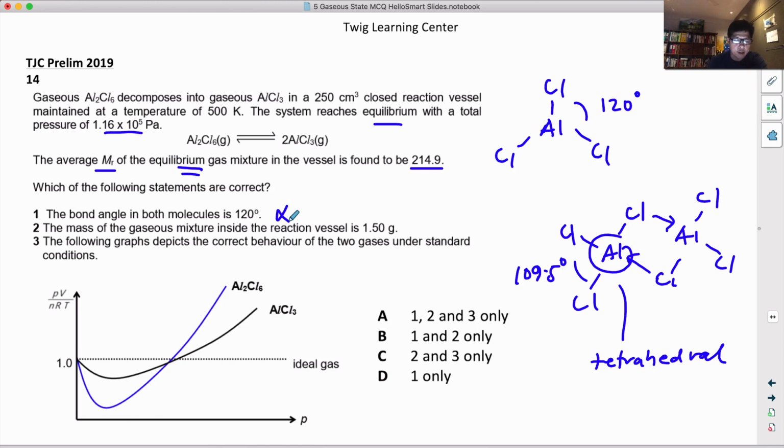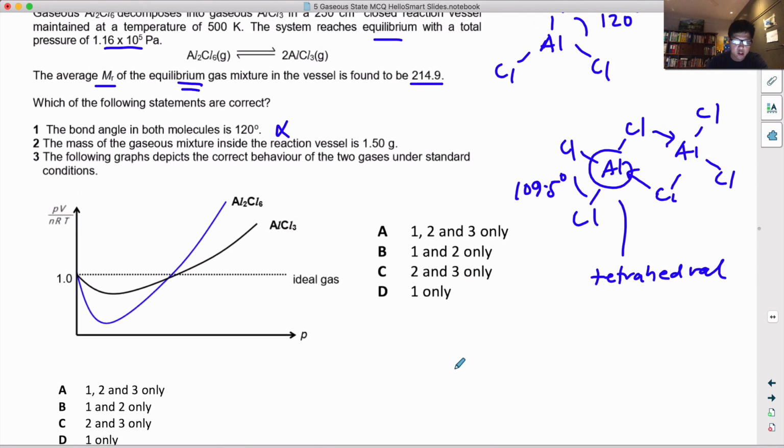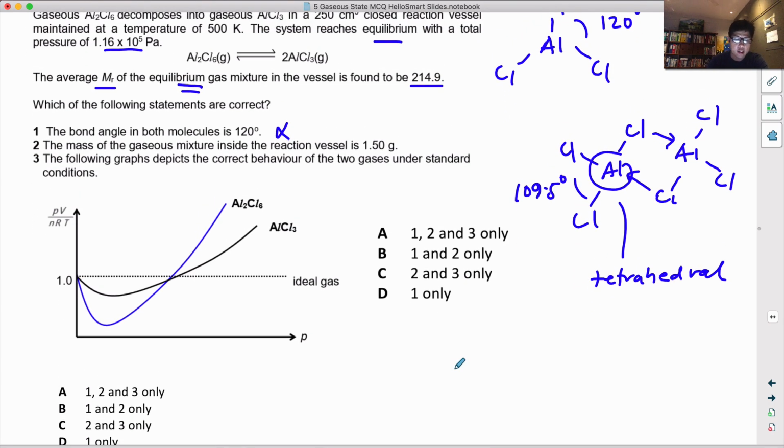Alright, so for part 2, you can do some calculation. They say the mass of the gaseous mixture inside was 1.5 grams. So how do you prove that? But if you look at the options, since 1 is wrong, the answer is obvious. It's going to be C. But let me show you very quickly.